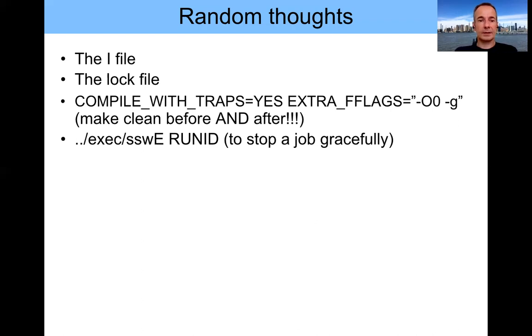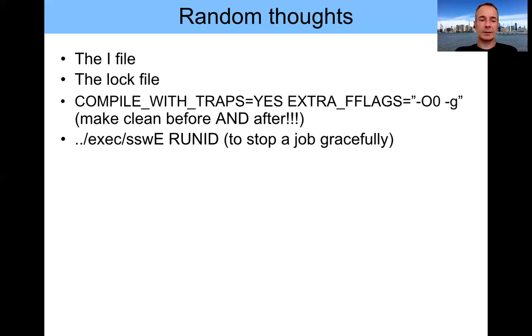Then there is another way to debug the model. And the way to debug the model is what we call you compile it with traps. And the flag is all uppercase COMPILE_WITH_TRAPS=YES. And you put that at the end of your make command. So it is make -j setup RUN=whatever your run ID is, and then COMPILE_WITH_TRAPS=YES.